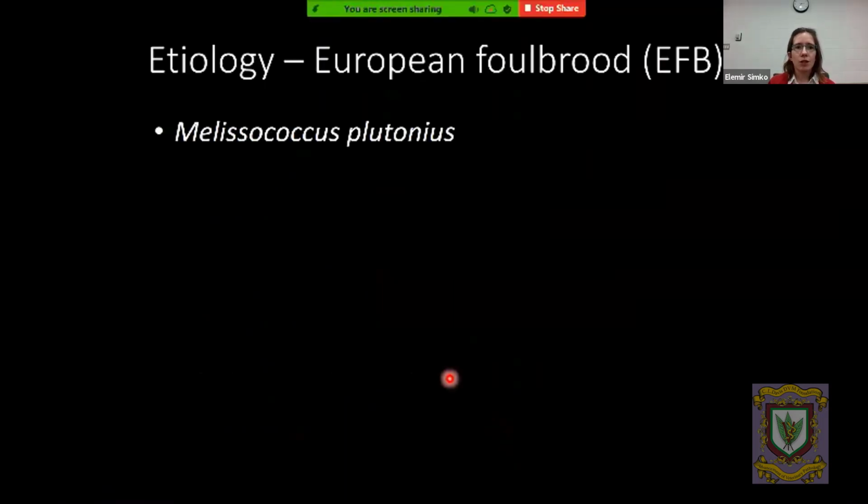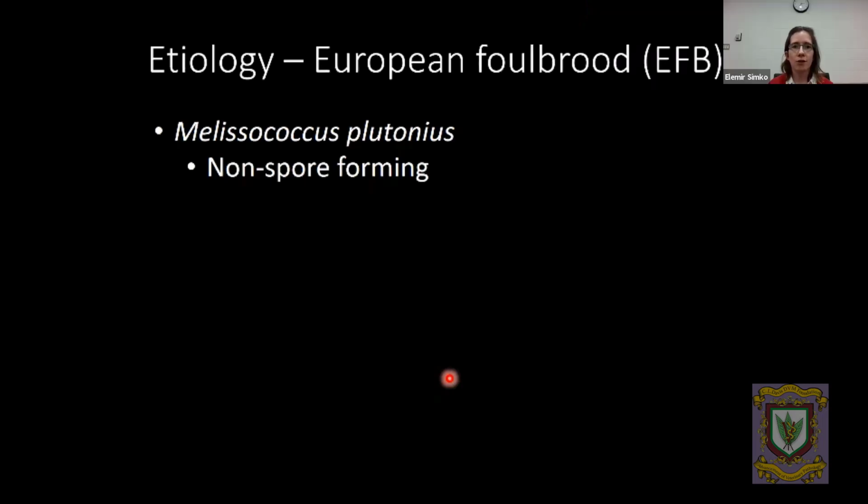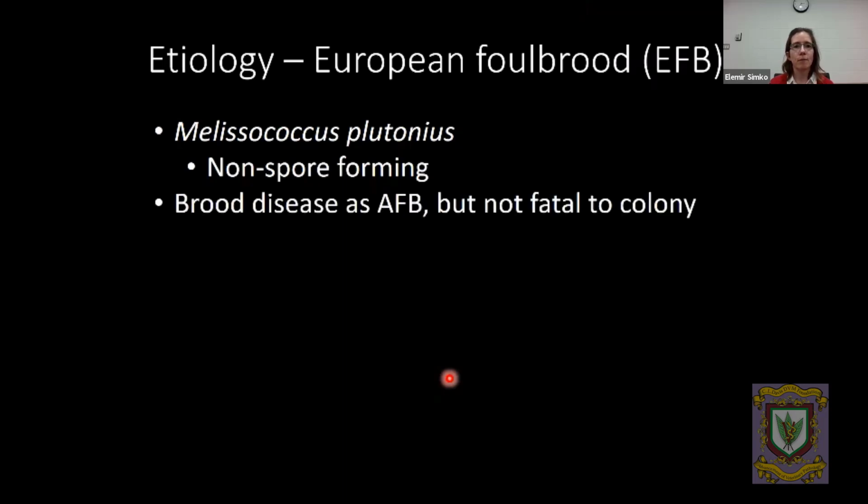So the etiology in this case is a bacterium called Melissococcus plutonius. And this is a non-spore forming bacteria in contrast to Paenibacillus larvae, which causes American foulbrood. Similar to American foulbrood, European foulbrood is a disease of brood. However, unlike American foulbrood, European foulbrood is typically not fatal to the colony.